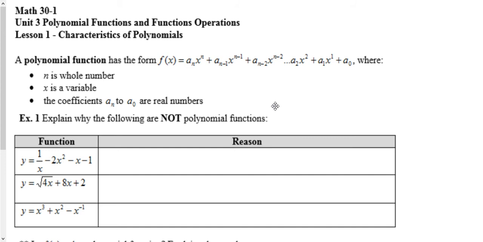Hi everyone, welcome to Unit 3 Polynomials. Today we're on Lesson 1. We're going to be talking about characteristics of a polynomial.